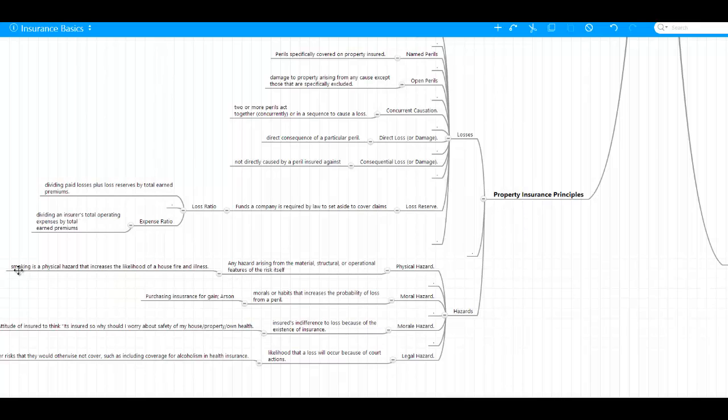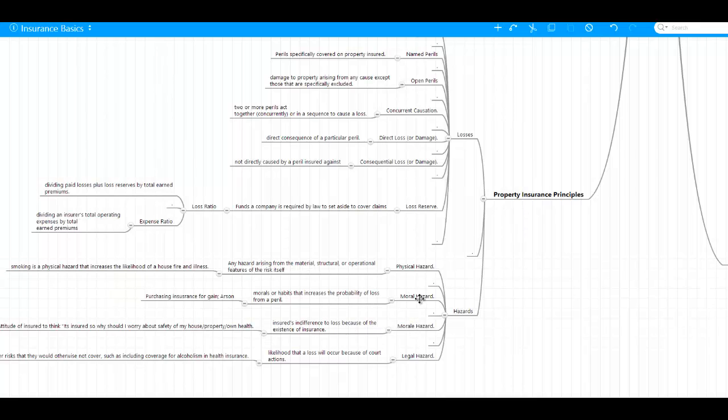For example, smoking is a physical hazard that increases the likelihood of fire and illness. So putting maybe a piece of furniture too close to the fireplace might be another example of a physical hazard.